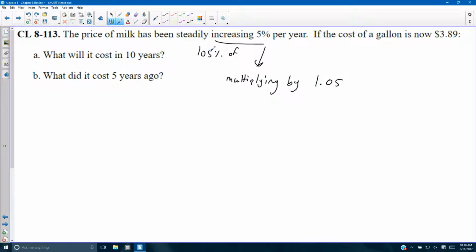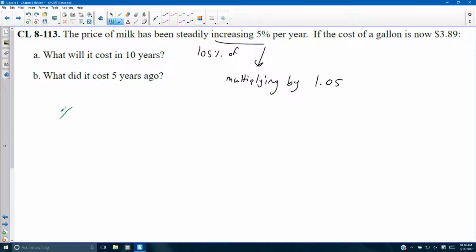If y'all remember this here, the whole number for the percent is 100 times greater than the decimal multiplicative equivalent right here. So if I want to increase the price of milk by 5% each year, I'm going to take its price, multiply it by this number, and that'll be the result. So if the cost of a gallon is now $3.89, what will it cost in 10 years? Right now it costs $3.89.